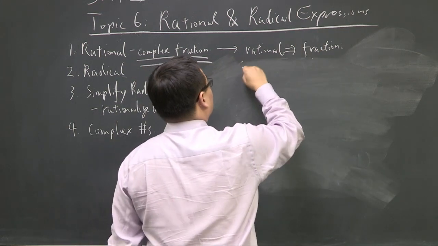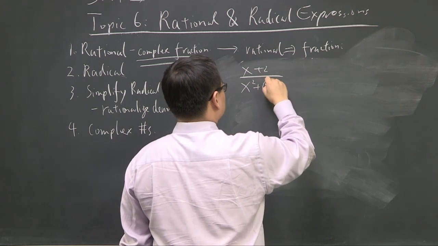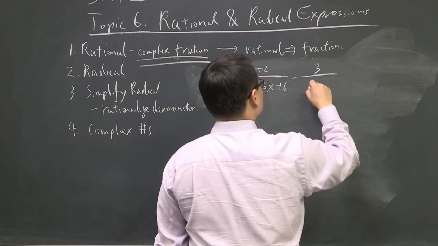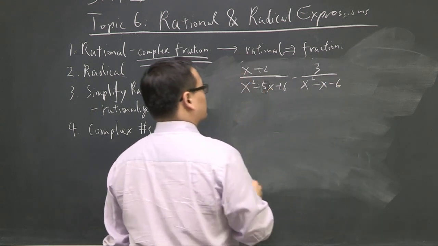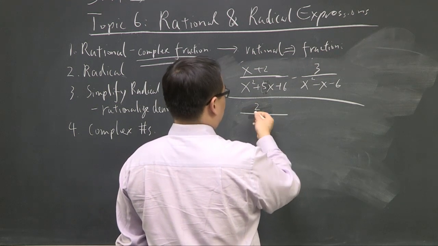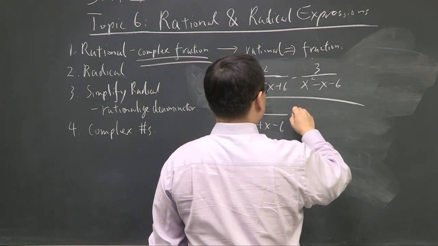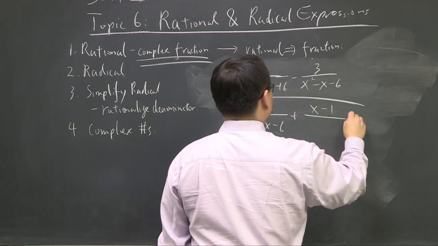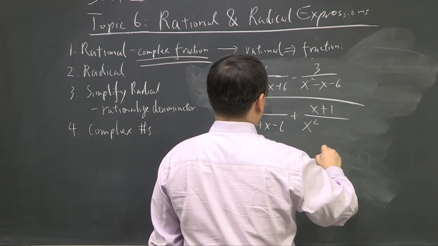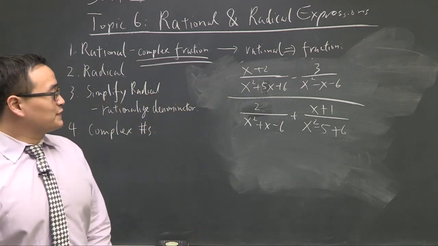Okay, so we have x plus 2 divided by, let's say, x squared plus 5x plus 6, minus 3 over x squared minus x minus 6, divided by, let's keep it simple, 2 over x squared plus x minus 6 plus x minus 1 over x squared minus 5x plus 6. Okay? You get something like that.